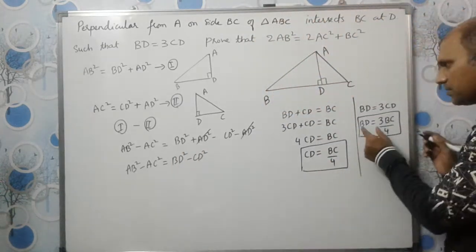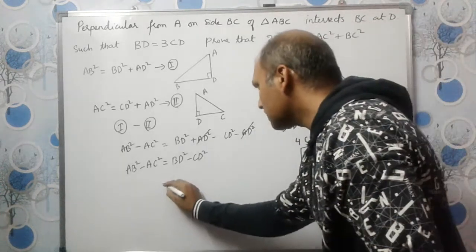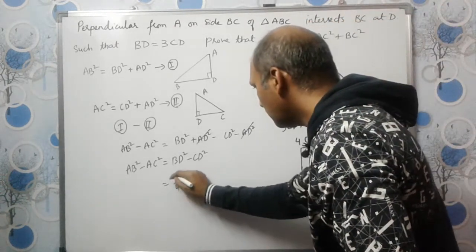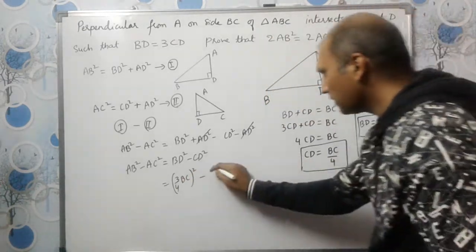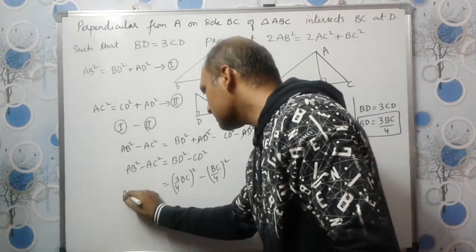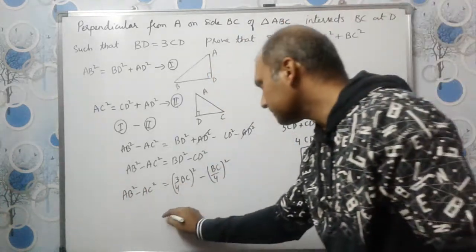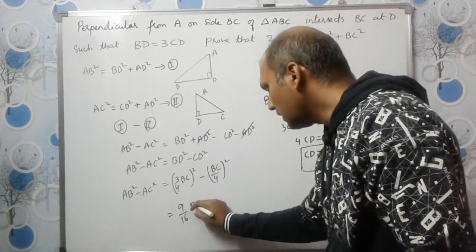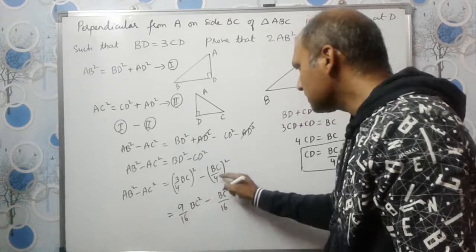Now let us substitute the value of BD there, because BD is 3 by 4 BC. So this will become 3 by 4 BC whole square minus CD, and CD is BC by 4, so BC divided by 4 whole square. This is equal to AB square minus AC square. If you simplify, we will get our answer. This is 9 by 16, because square is for 3, square is for 4, BC square minus BC square divided by 16.